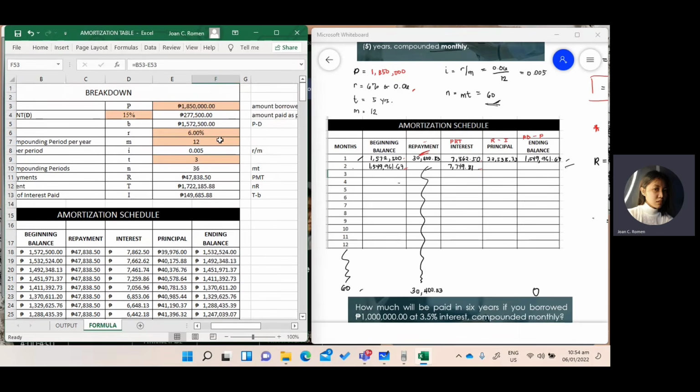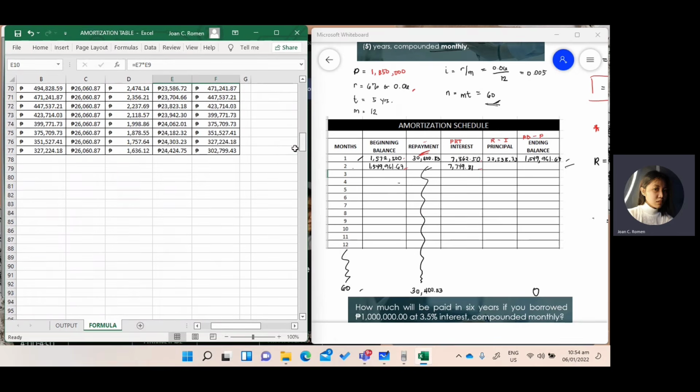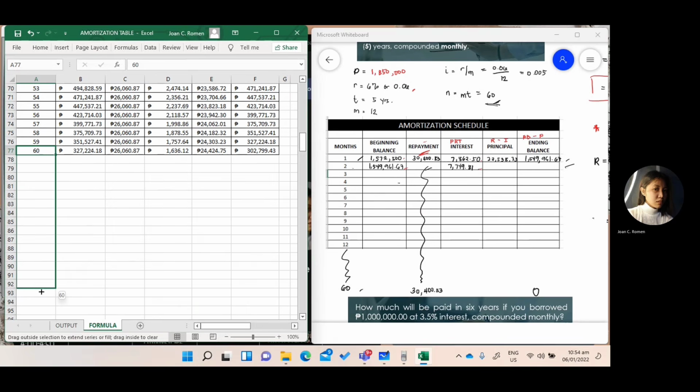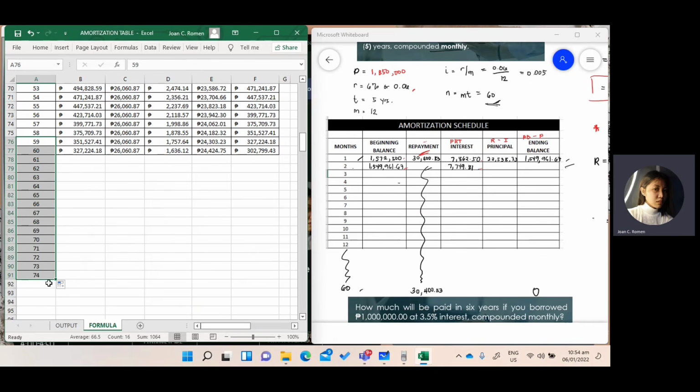Okay. And paano naman, ma'am, kapag umabot siya ng 6 years? Ibig sabihin, 72 terms yung kailangan ko. Okay. Ang meron kasi ako dito ay hanggang 60 lang. Add lang tayo ng 12 rows. Ayan. So, add lang tayo. Hanggang umabot ka ng 72. Ayan, sobra tayo.